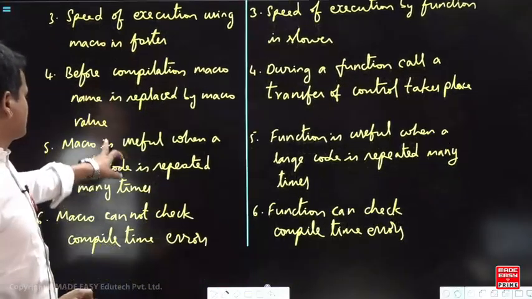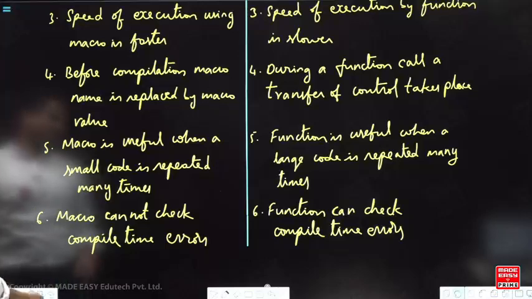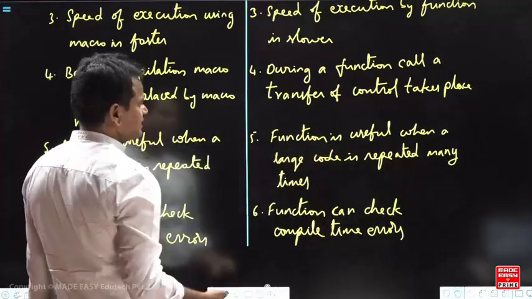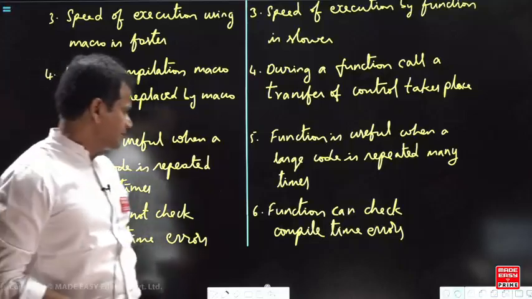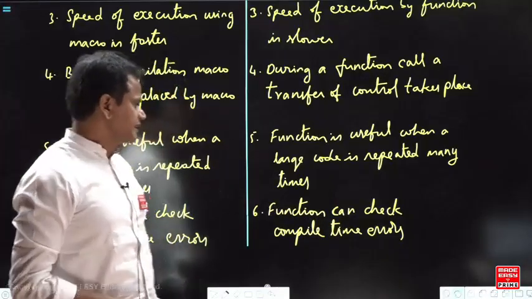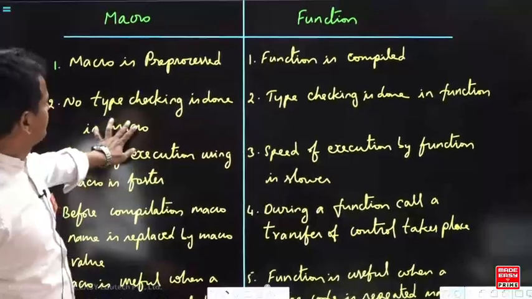Macro is useful when a small code is repeated many times, and function is useful when a large code is repeated many times. And macro cannot check compile time errors, function can check compile time errors. So you just copy this, I'll give you some time. Okay.